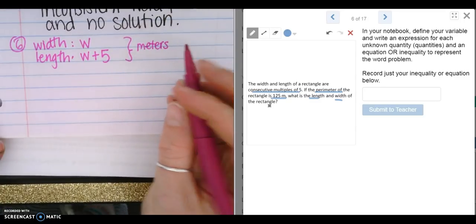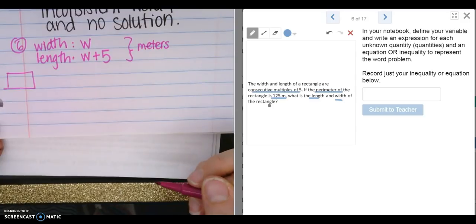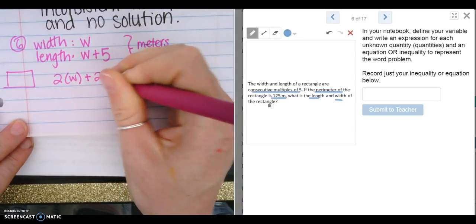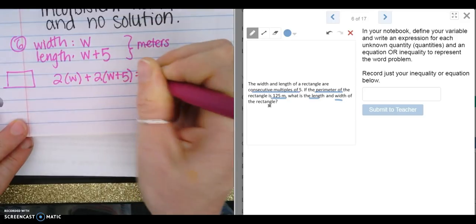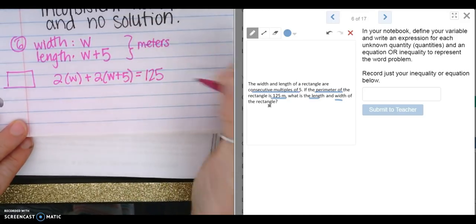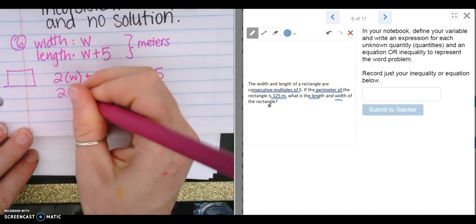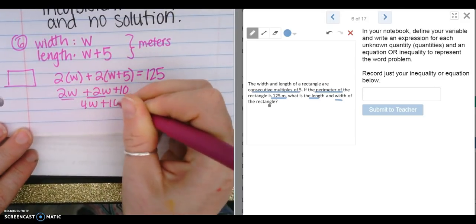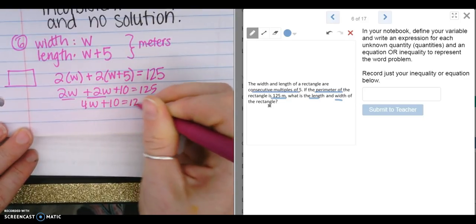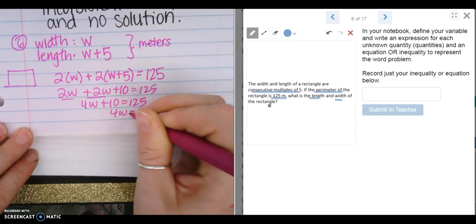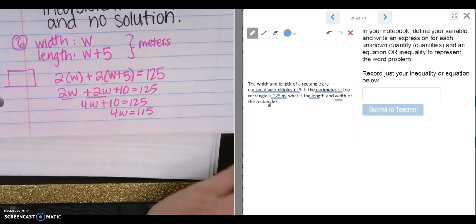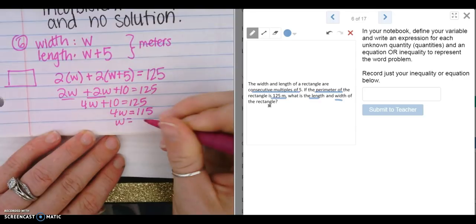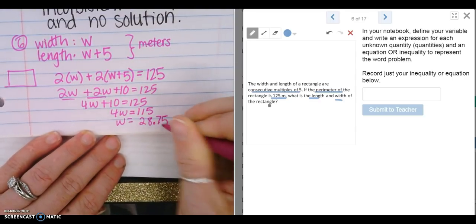So we're trying to find the perimeter, and this shape is a rectangle. When I want to find the perimeter of a rectangle, my favorite is twice the width plus twice the length is equal to the perimeter, which is 125. So now let's solve this. Distribute. Combine like terms. Subtract 10 from both sides. Divide by 4. And you get the width to be 28 and 75 hundredths.